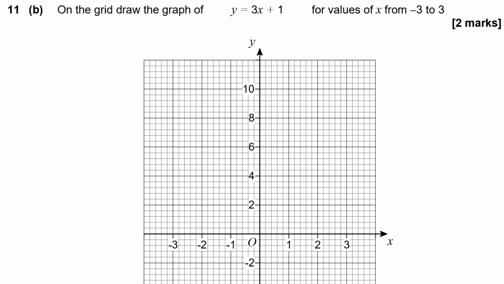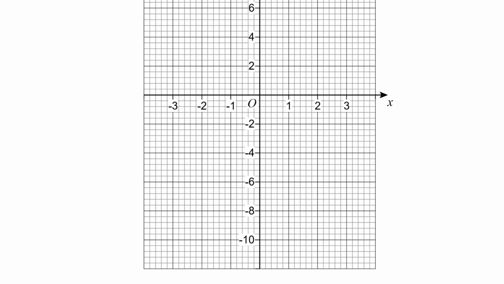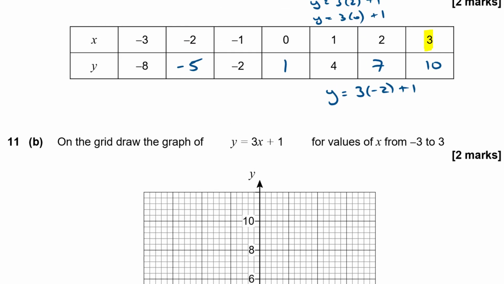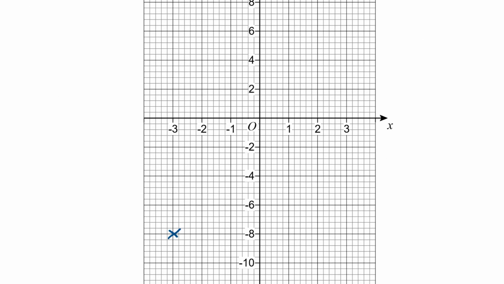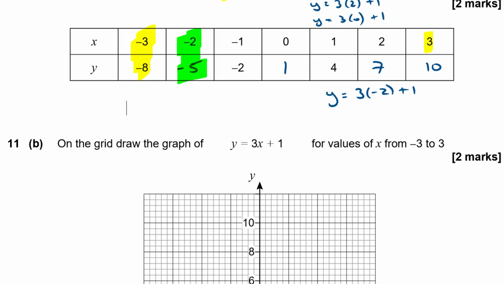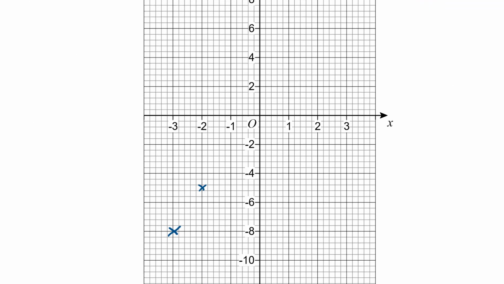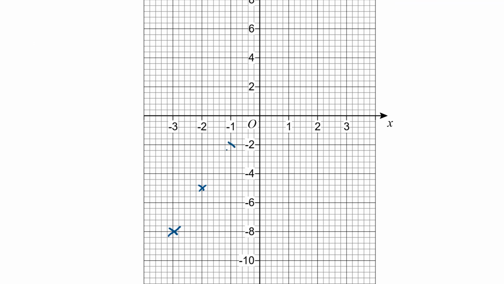So minus 3, minus 8. Minus 3, minus 8 is down there. Next point, that's that point there, isn't it? Next point is going to be the point minus 2, minus 5. Minus 2, minus 5 is here. Next point, minus 1, minus 2. Minus 1, minus 2 is here.